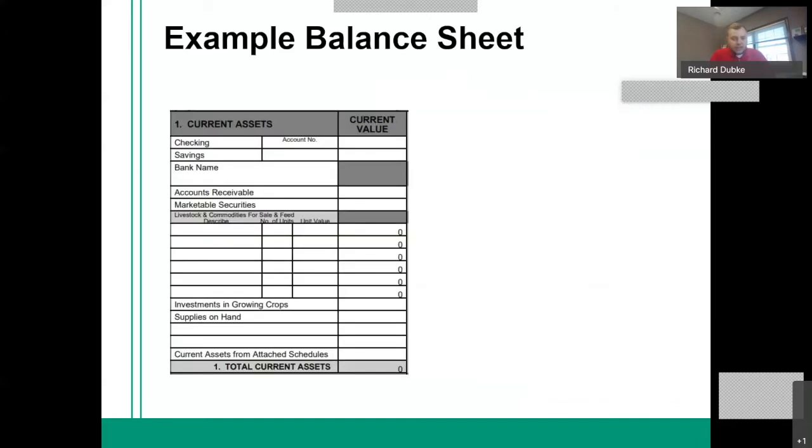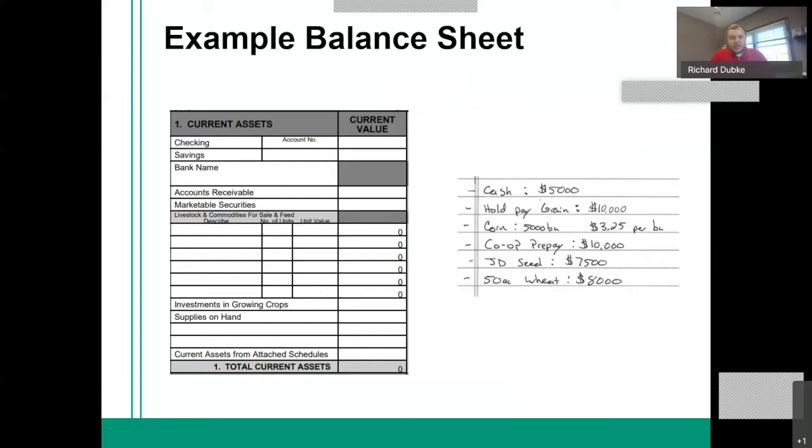We'll start with the current asset section of his balance sheet. He has $5,000 in cash, so we'll put that in the checking area. He has $10,000 he's waiting on from a whole pay grain, which goes in accounts receivable. He also has some corn, 5,000 bushels, using the general market value at that point in time, and then you do your calculation and bring it over. He has some growing crops: it looks like he has 50 acres of wheat, valued at whatever he has into the wheat at that point in time. And then he has some prepaids: $10,000 at the co-op and $7,500 in seed with John Deere.